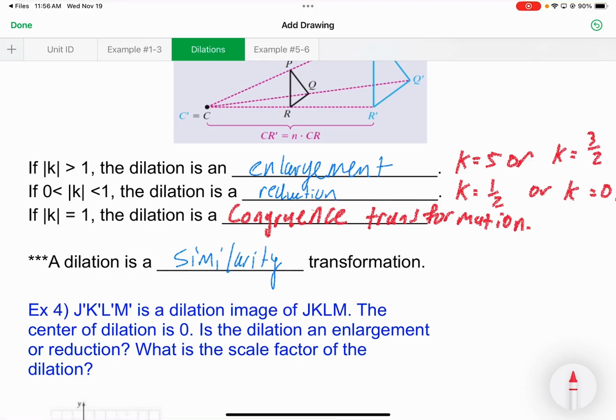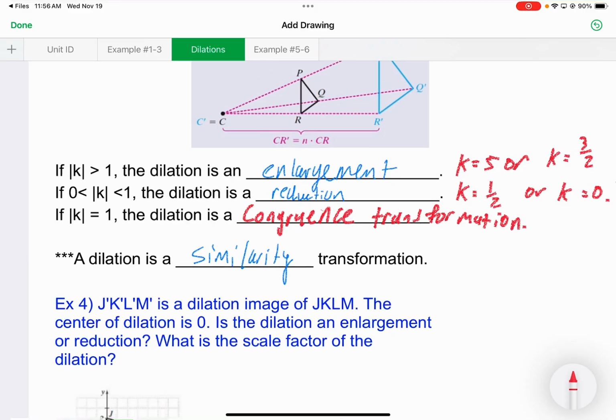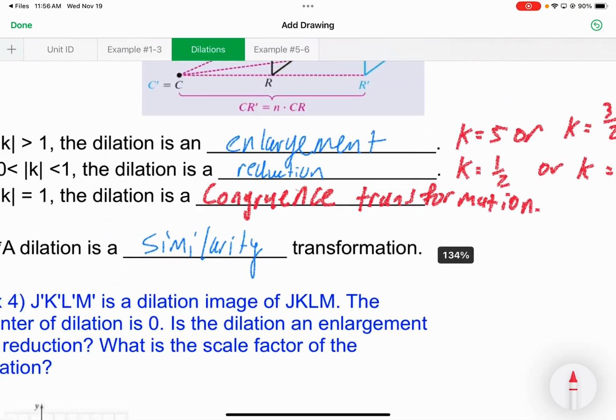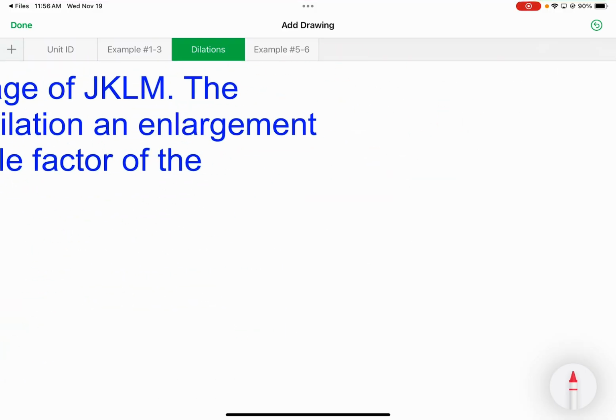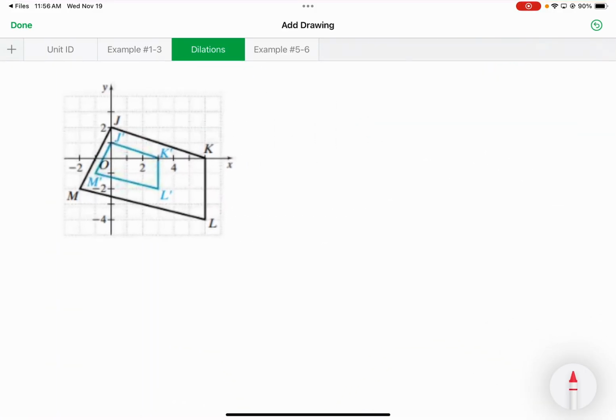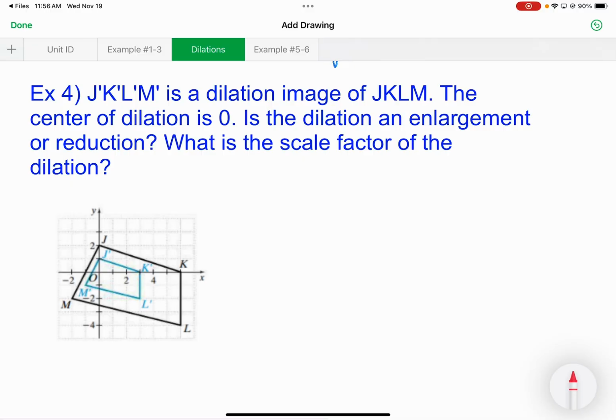All right, so let's look at what that means if we are to dilate something. Okay, so we do it by a scale factor. When you dilate something, you just multiply that scale factor by each one of your values, okay? All right, so we've got this graph down here.